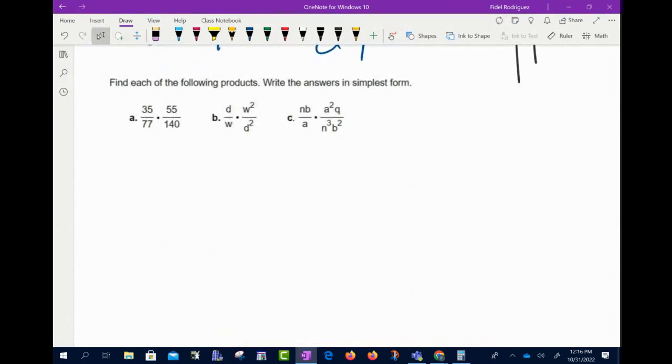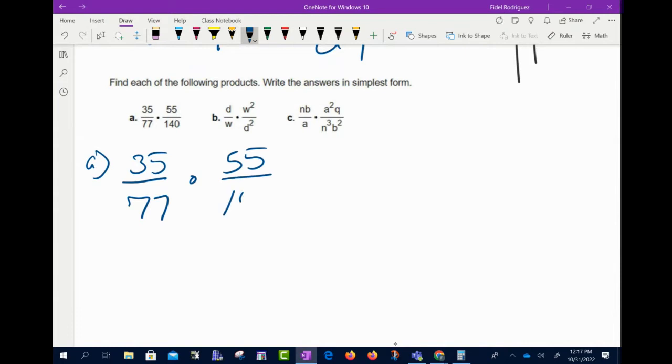Okay, excuse me. It says, find each of the following products, write the answers in simplest form. Okay, so y'all, what we're trying to do here, we're going to multiply. Now, again, this is something you would probably be doing with more of a 5th grade or 6th grade class, because our fractions are bigger here. But what I'm going to do for part A, 35 over 77 times 55 over, say, 140.